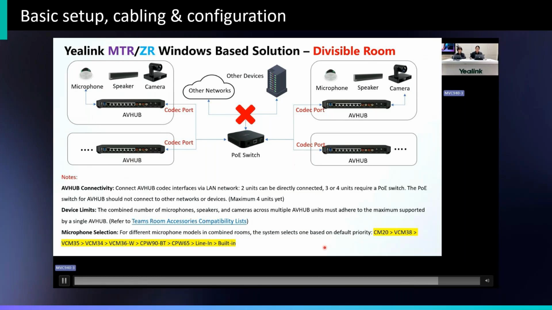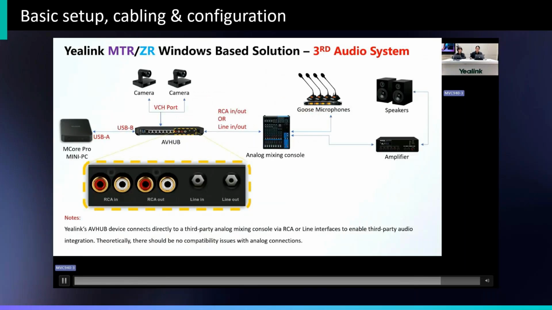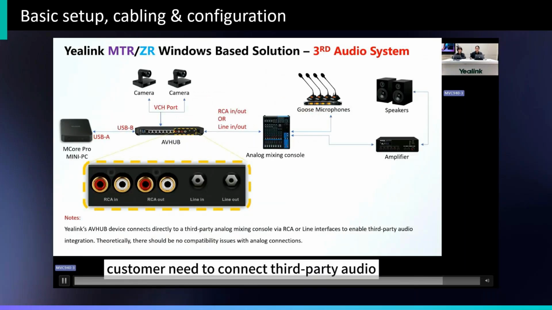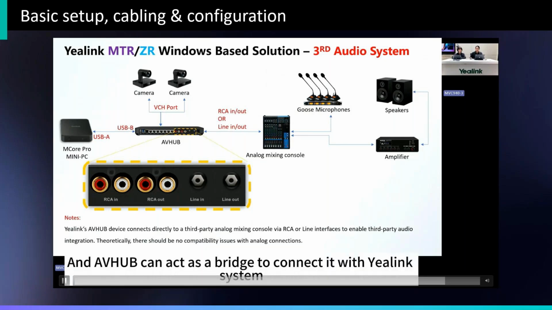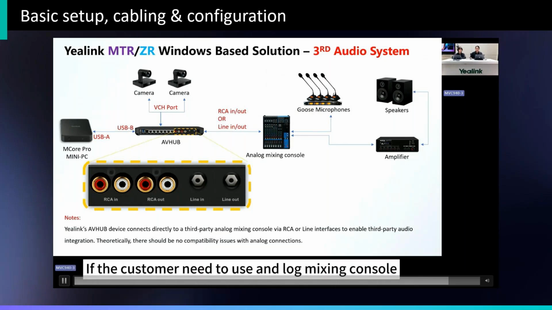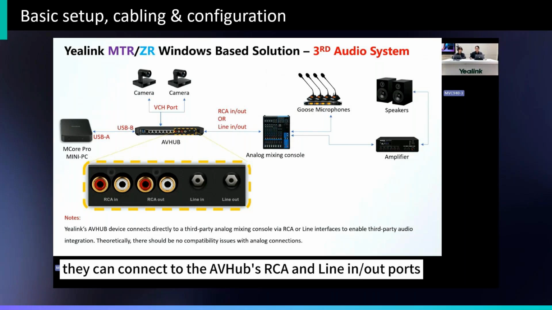Also, in some cases, customers need to connect third-party audio, and AV Hub can act as a bridge to connect it with the Yealink system. If the customer needs to use an analog mixing console, they can connect to the AV Hub's RCA and line-in line-out ports.